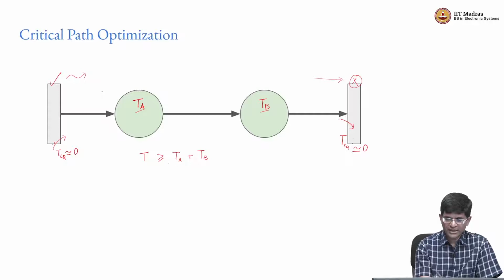Okay, so we know that the critical path for this circuit is TA plus TB. Now the question is, what can we do about this? Is there any way in which I can reduce this clock period? Because if I want to run a circuit at a higher speed, clearly I would like to have something which allows me to run at a shorter clock period, meaning a higher clock frequency, right.